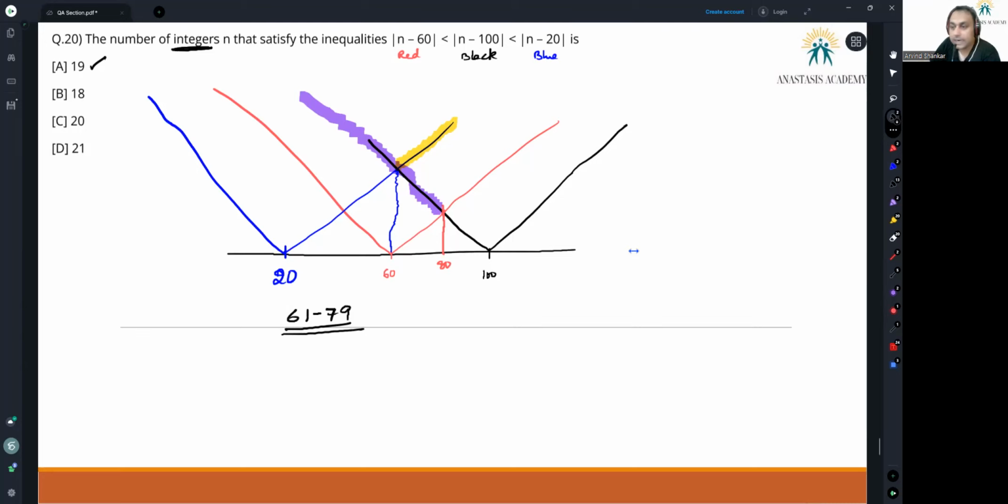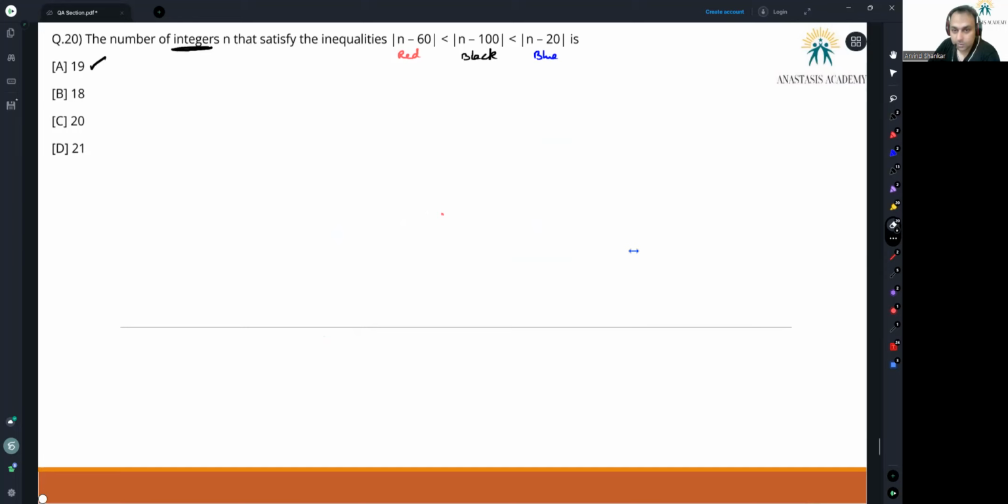Again, you don't need to use graphs for this. This can be solved without the aid of graphs as well. And I will do that now. The process remains pretty much the same. इन दोनों के लिए काम देखना है. |n minus 60| has to be less than |n minus 100|. So |n minus 60| is less than |n minus 100|.